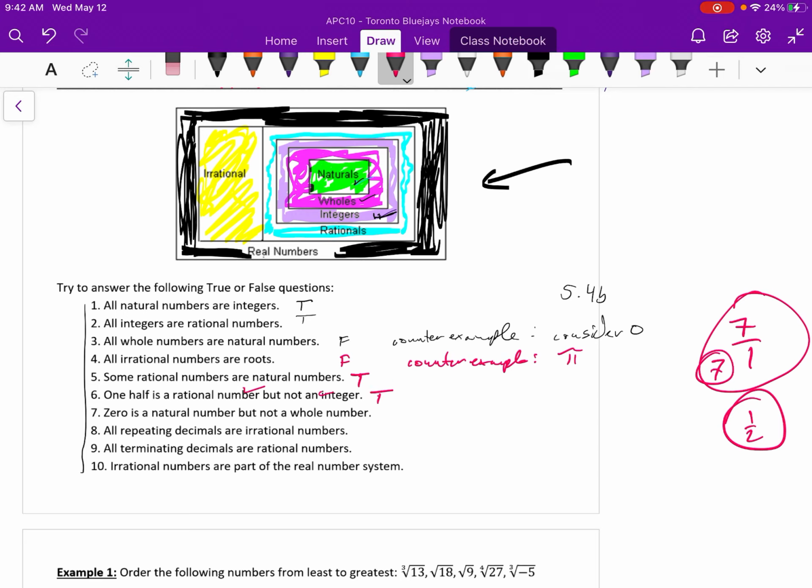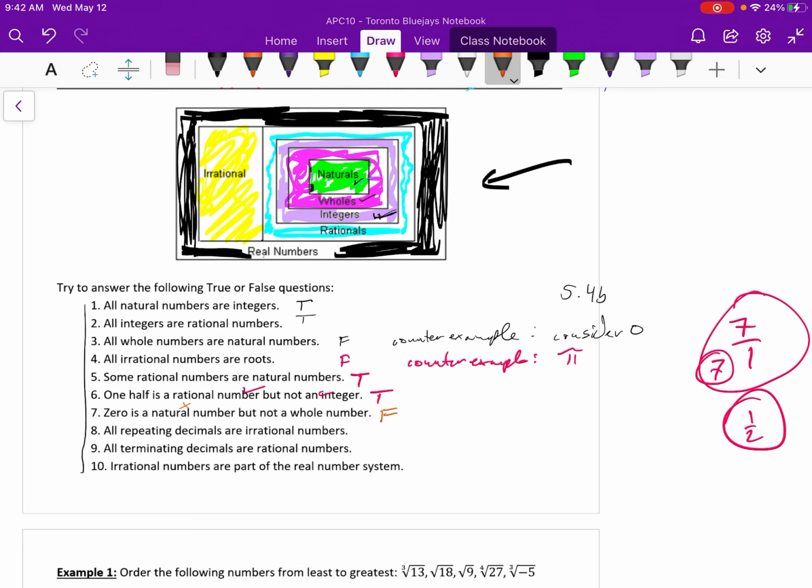0 is a natural number. That is false, right? 0 is not a natural number, but it is a whole number. So this is actually false.